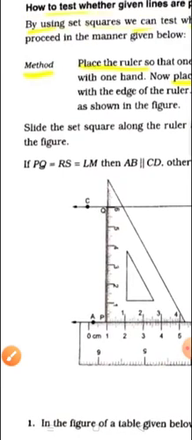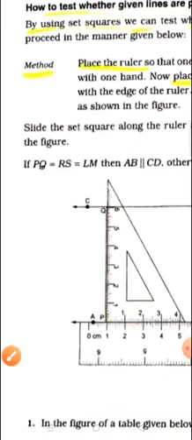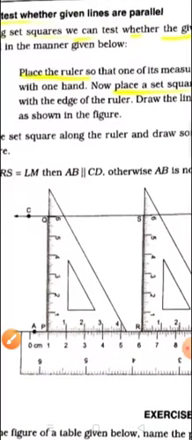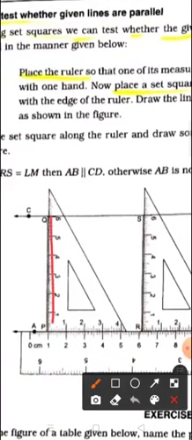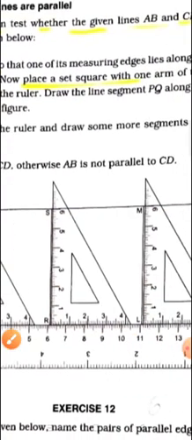If PQ, RS and LM are equal, then AB is parallel to CD. If all are equal, that means AB is parallel to CD. Otherwise, AB is not parallel to CD.